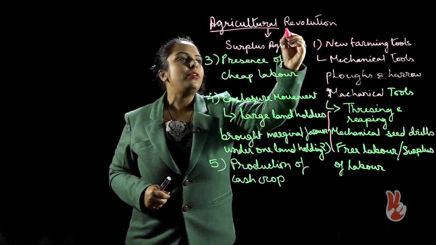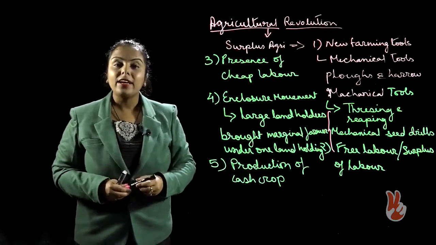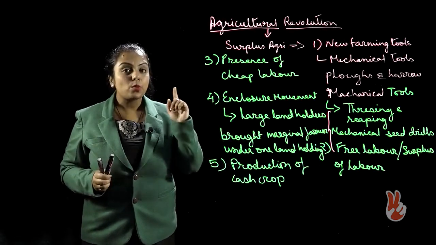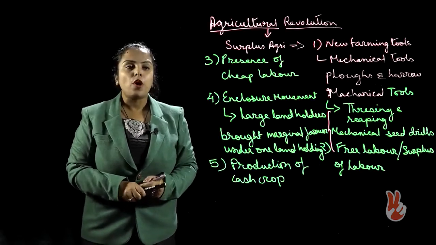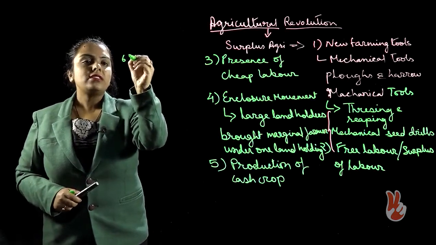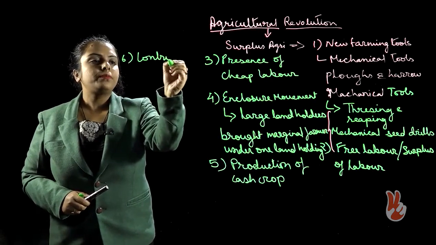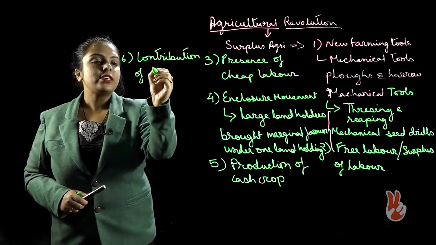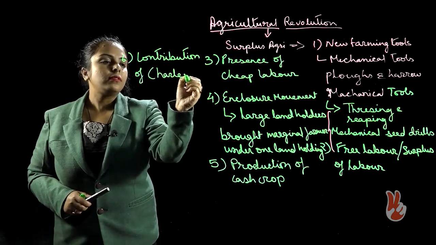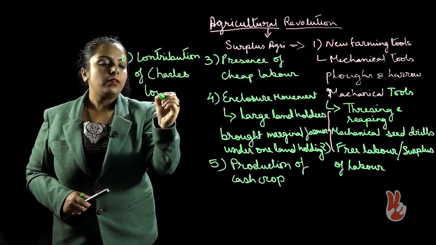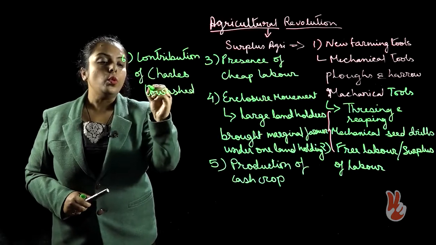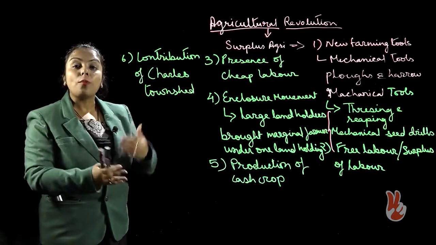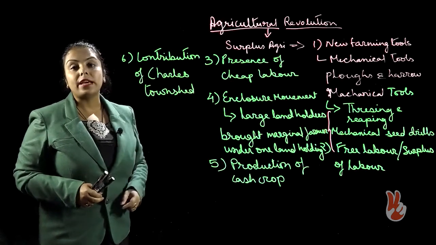So today in our chapter we discussed what happened under the agricultural revolution, and we realized how it helped the industrial revolution. But there is one more point before I finish. The sixth point that I must talk about is the contribution of researchers such as Charles Townshend. What did he do? He introduced intensive agriculture. He introduced methods like crop rotation, which resulted in surplus in agriculture.